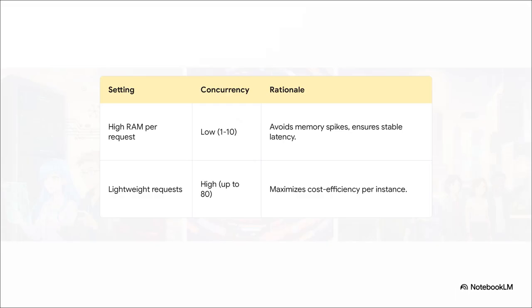Concurrency is a huge one. This setting tells Cloud Run how many requests a single instance of your container should handle at the same time. Now, if your AI model needs a lot of RAM for each prediction, you want to keep this number low, maybe between 1 and 10. This prevents memory overload and keeps your latency predictable. On the flip side, if you have a really lightweight model, you can crank the concurrency way up to maximize how much work you get out of each instance, which is great for your bill.